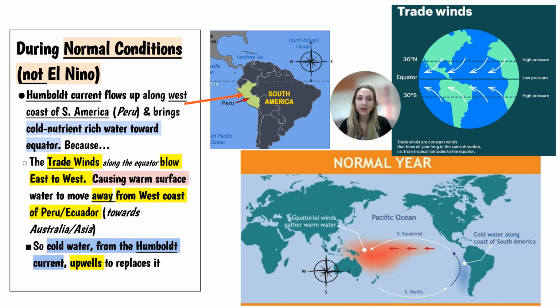Okay, so before we can talk about El Nino and La Nina, we need to consider what the conditions are normally like, so that when there is a change, like El Nino or La Nina, we can actually compare that to something. So this is going to be what the conditions are normally like. We're going to be really considering the effects off the west coast of South America, by Peru and Ecuador.